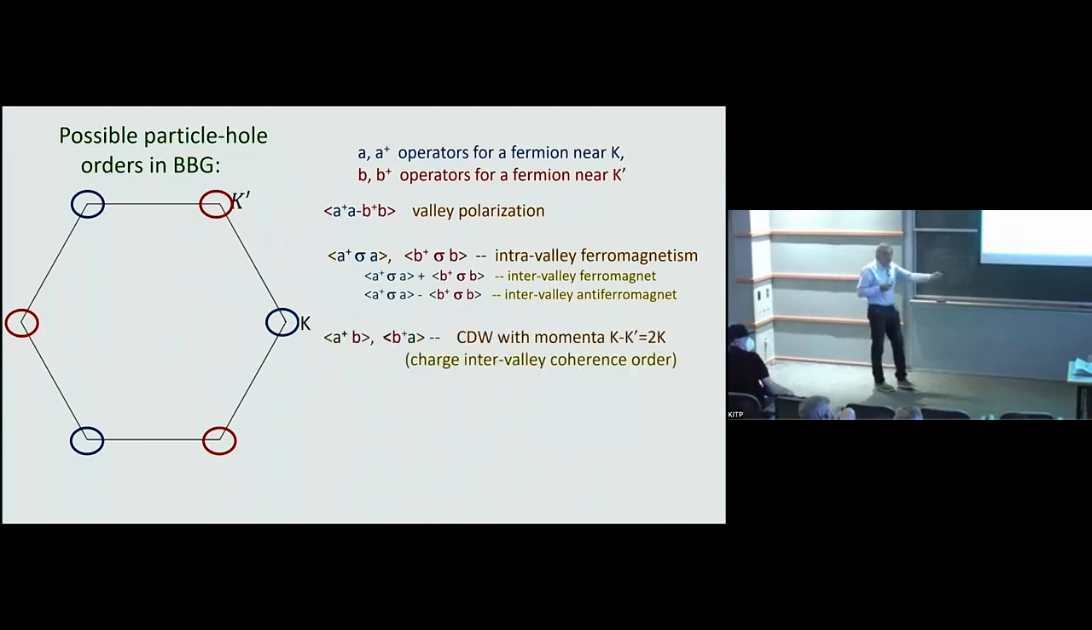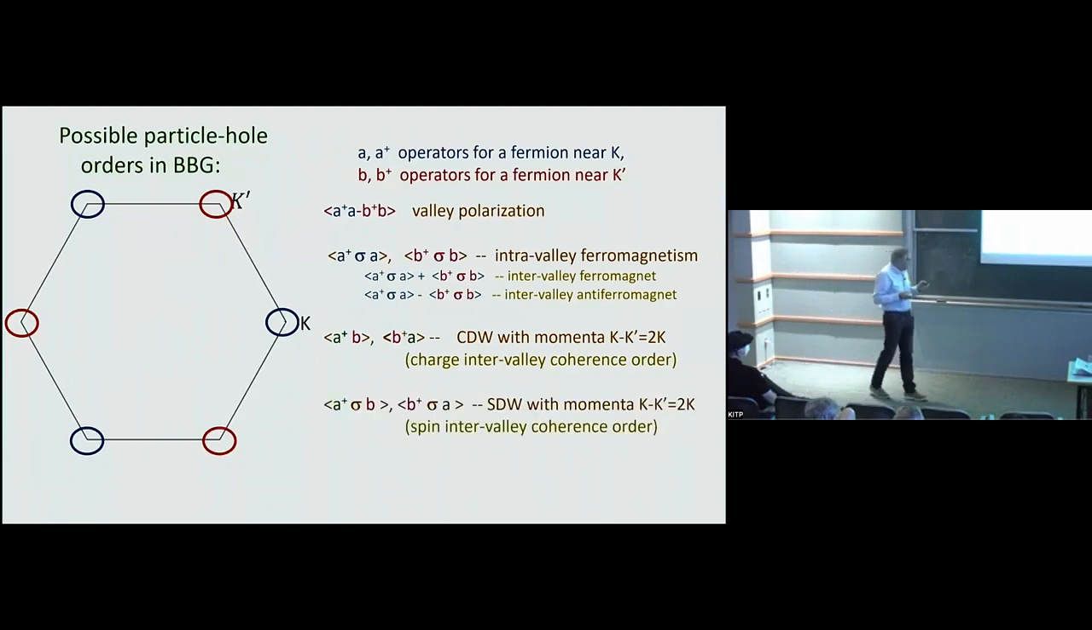And then I can create two orders with finite momentum between K and K prime. One is, I prefer to call it a charge density wave with momentum 2k, because k minus k prime is the same as 2k, but sometimes it's called charge intervalley coherence order. And similarly, you can create spin intervalley coherence order. And all this you can do out of these two types of fermions plus spin.